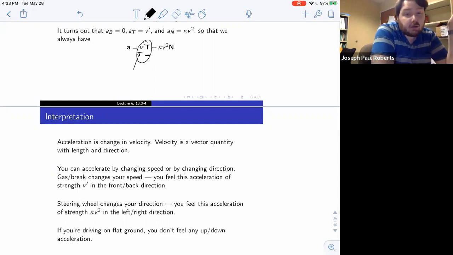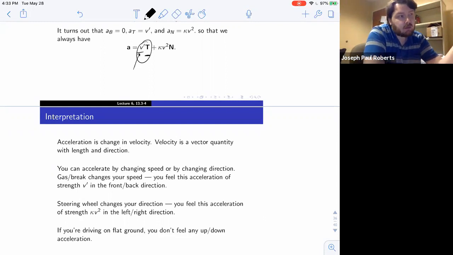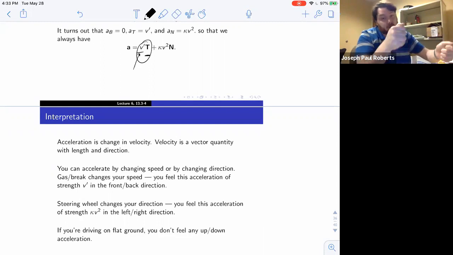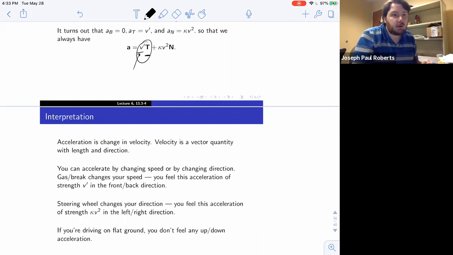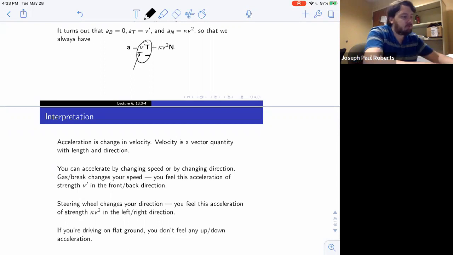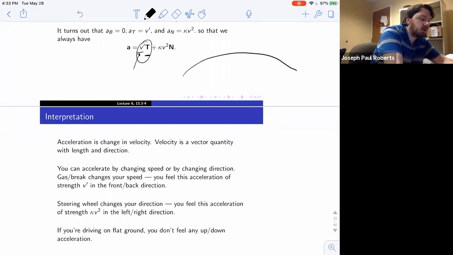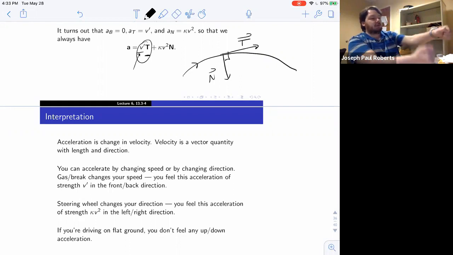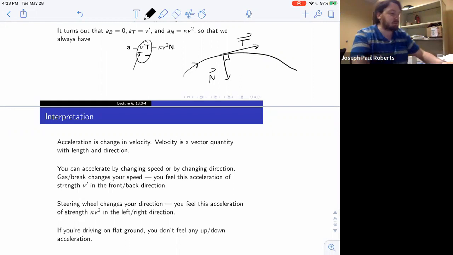And then, okay, what's the other thing that you can change about your velocity vector? Well, you can change its direction. How do you do that in a car? Well, that's your steering wheel, right? And so when you're steering, you feel left and right forces. So that's perpendicular to the direction that you're going. Remember, the whole idea is that when you're taking a curve, T is going to be the direction you're going, and N is the direction that you're turning. So when you're steering, you feel the left and right forces.